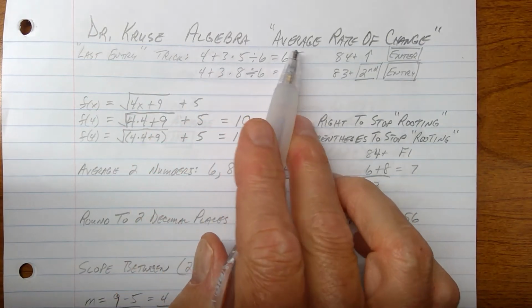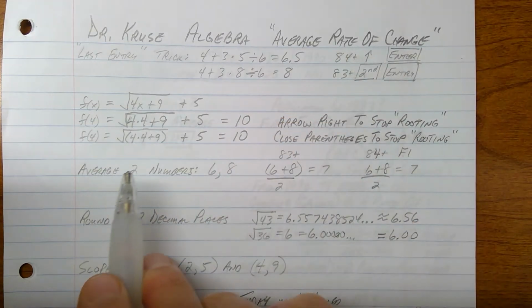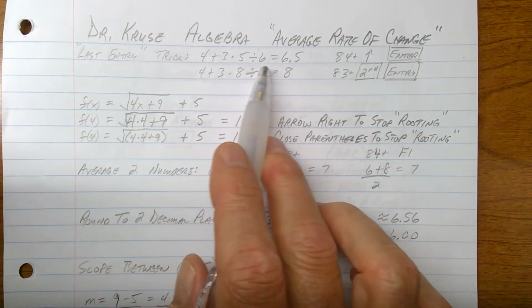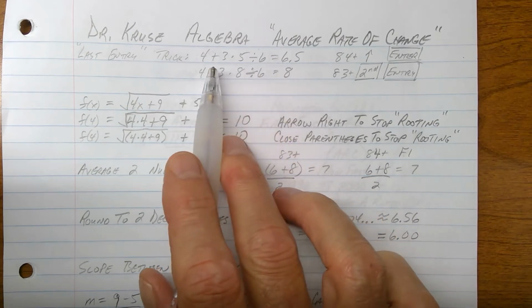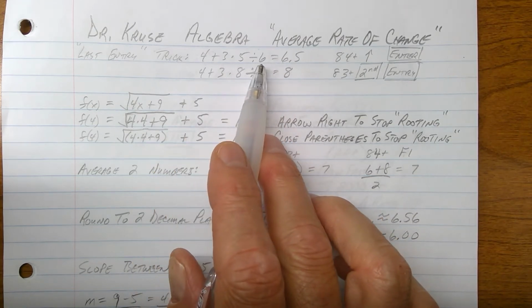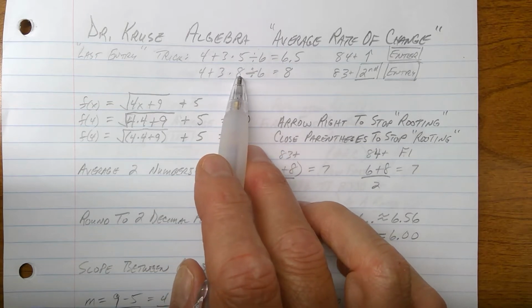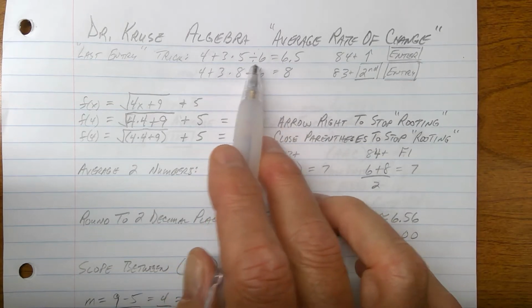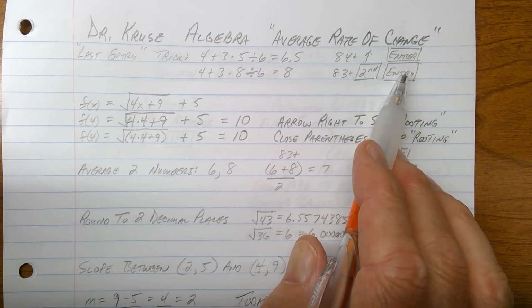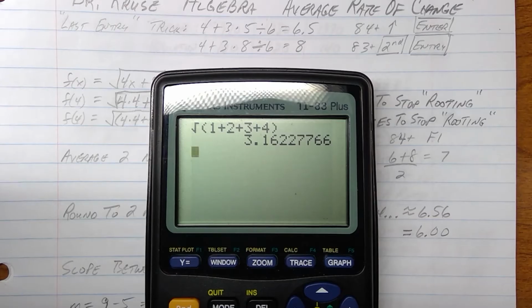Algebra lesson about average rate of change. We'll get to that in a second. I want to start by showing you a trick because sometimes we'll put in kind of lengthy expressions and maybe we'll get it just a little bit wrong, like maybe that 5 should have been an 8 or something like that. And I want to show you how to bring up the last thing you entered on your calculator.